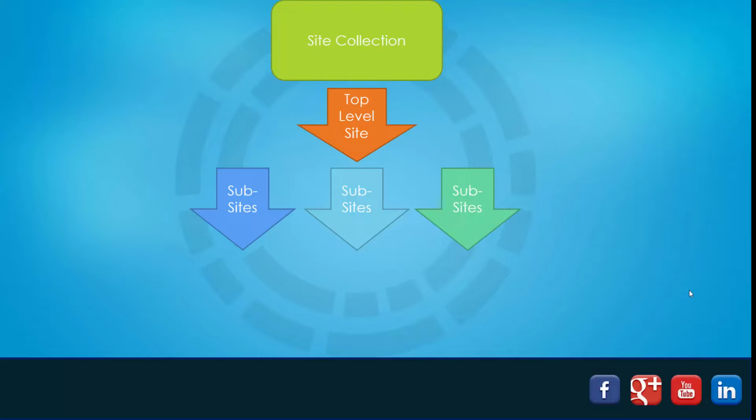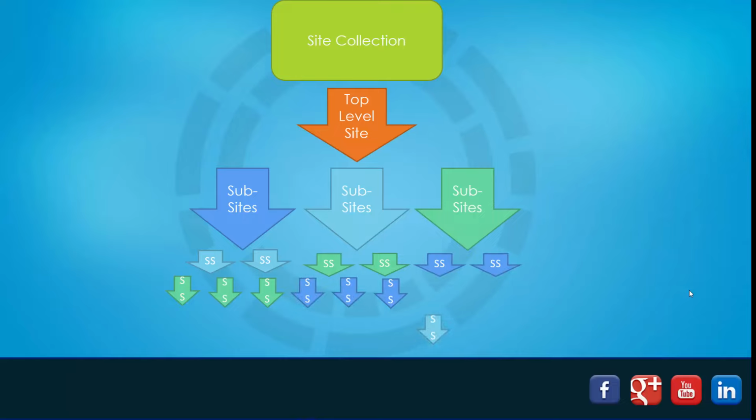But underneath those sub-sites, you can also create other sub-sites. So you can create child sites within sub-sites, and you can create more child sites within those sub-sites. So this is the basic hierarchy of SharePoint sites and the relationship between parents and children within your SharePoint portal. So you have your site collection, top level sites, sub-sites, and then you can have more sub-sites within those sub-sites. So I hope that's a very basic or good understanding of SharePoint sites.